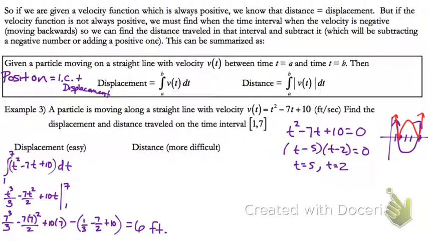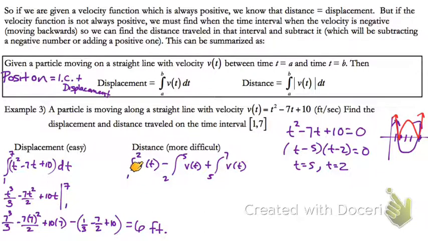So my integral actually looks like this. It's the integral from, 1? We're starting at 1, right? Yeah, at 1. So it's the integral from 1 to 2 of this velocity function, minus the integral from 2 to 5 of this velocity function, plus the integral from 5 to 7 of this velocity function.